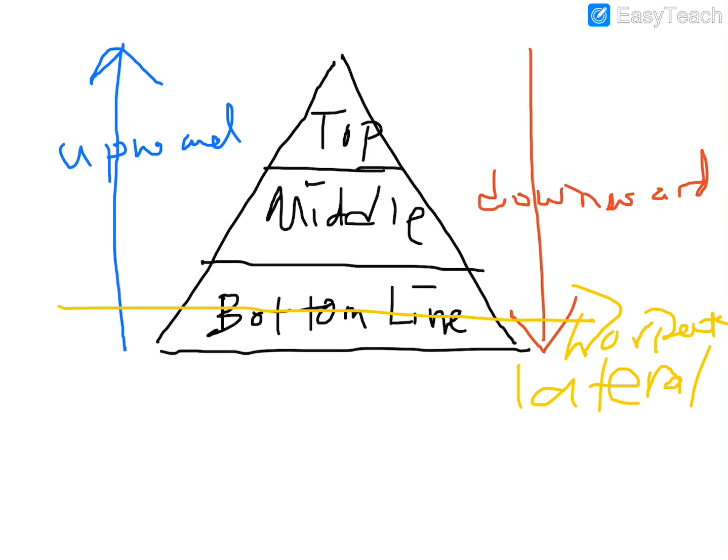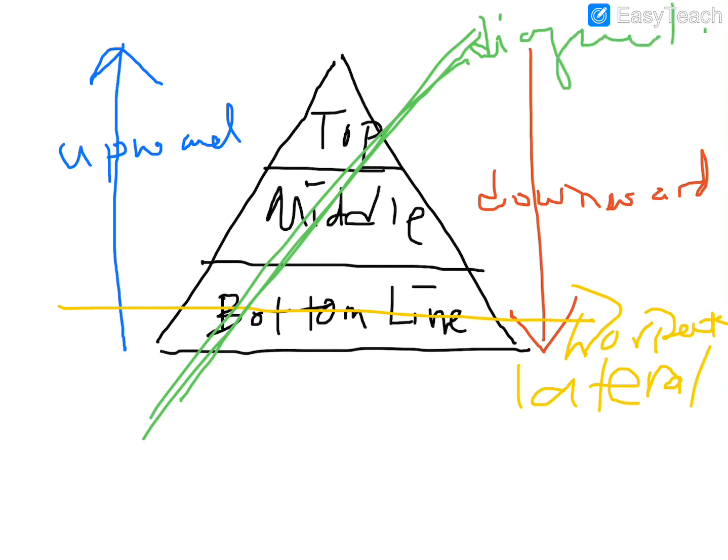Then we have diagonal or crosswise direction. This is the flow of information among persons at different levels who have no direct relationship. It can be an informal meeting, a lunch hour meeting, formal references, and so on.